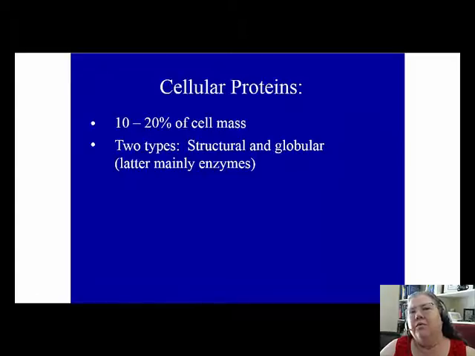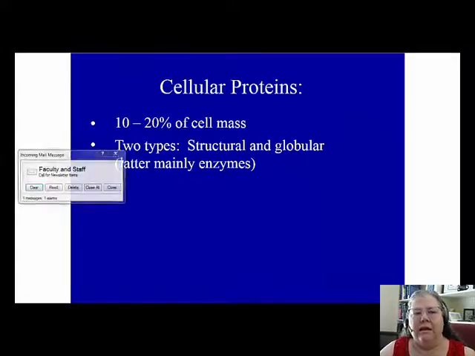So along with water and along with these solutes that are our ions, our salts, we also have protein in the cell, and proteins make up about 10 to 20% of cell mass. There's actually usually more protein outside of the cell, but the proteins within the cells consist of structural proteins, and those include proteins that make up the actual structure of the cell and things like microtubules, and as we go further into cell structure and organelles, that will be helpful.